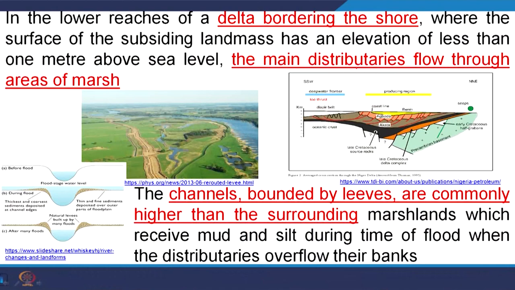In the lower reaches of a delta bordering the shore, where the surface of this subsiding landmass has an elevation of less than 1 meter above sea level, the main distributaries flow through the area of marshes. The channels are bounded by levees that are commonly higher than the surrounding marshlands, which receive mud and silt during times of flood, when the distributaries overflow their banks. So, we have discussed this levee deposit, and I think this is the end of this topic.